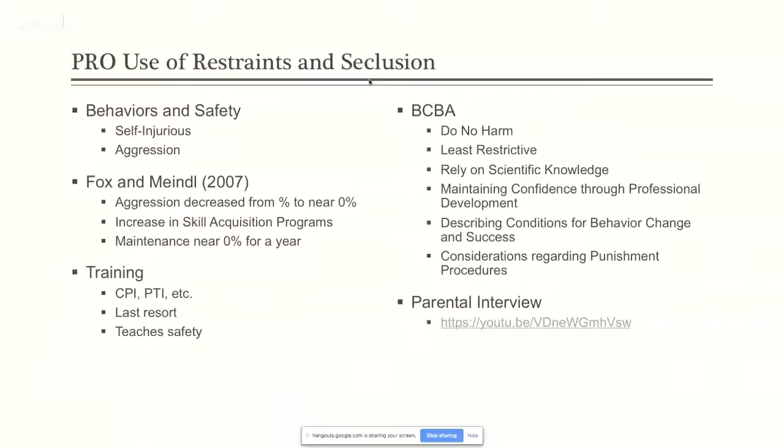I would like to begin by discussing functional behavior assessments and behavior intervention plans. Professionals conduct FBAs and create BIPs in order to target problem behaviors. These plans are created on an individual basis. In some cases, seclusion and restraint are part of these behavior plans. This is a last resort measure and ensures that no one gets hurt.